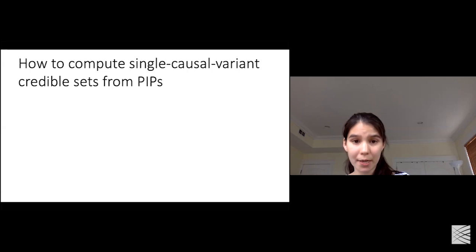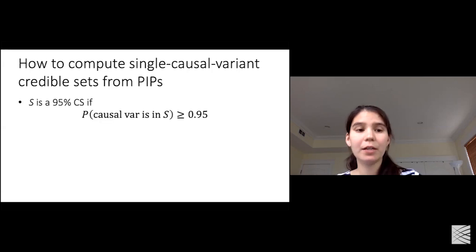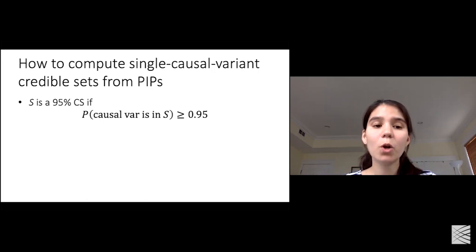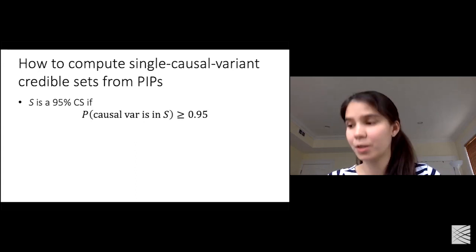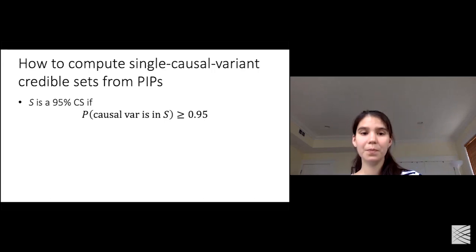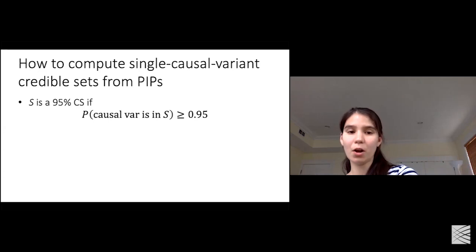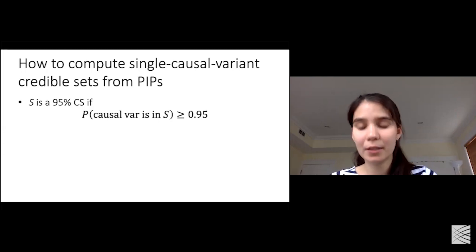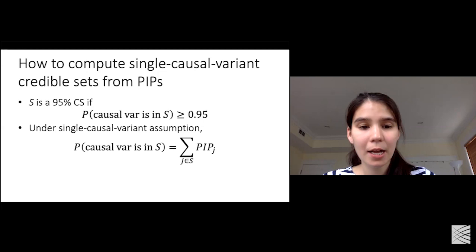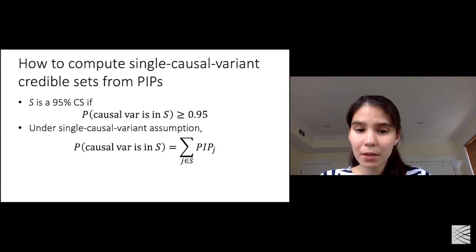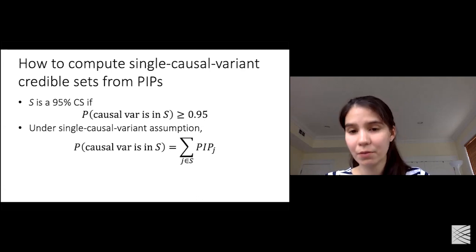And so how about credible sets? Well, let's first remember how we defined a credible set. S is a set of variants that we'll call a 95% credible set if the probability that it harbors the causal variant, because we're in single causal variant land, is at least 95%. So we now have a probability for each one of our variants that it's the causal variant, and we want to know which variants we should put together so that we are covering at least 95% of the probability space. And because we are assuming a single causal variant, the probability that the causal variant is in S is just the sum of the PIPs of the variants in S.